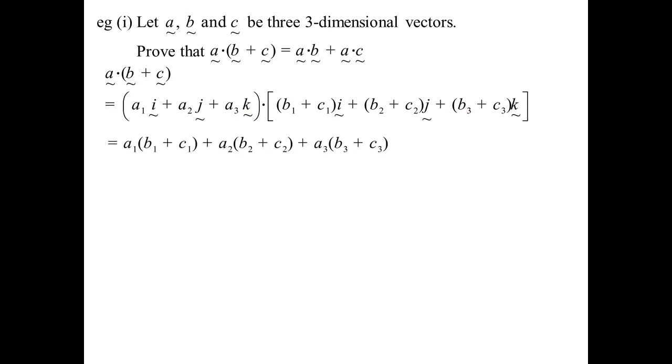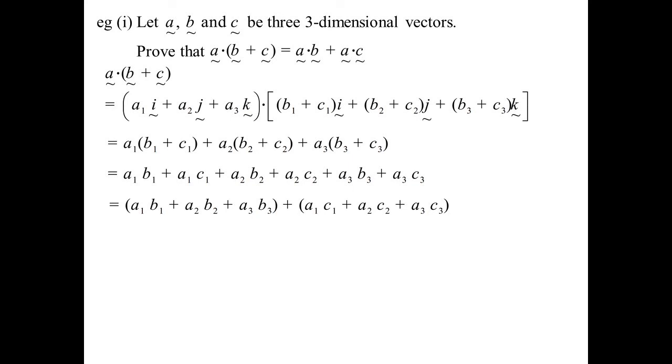So we'll end up with a1 times b1 plus c1, a2 times b2 plus c2, a3 times b3 plus c3. We expand all that out, and now I group them together in a particular way. So I group a1 b1 with a2 b2 and a3 b3, and then in the other parentheses I've grouped a1 c1 with a2 c2 and a3 c3, because the first one is a dot b and the second one is a dot c, and we have our proof.